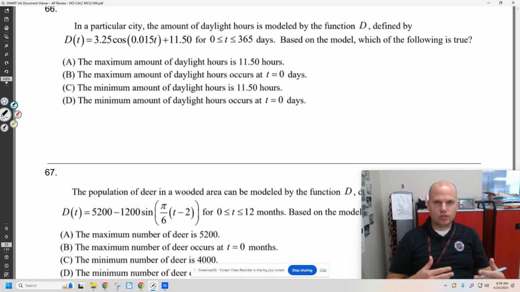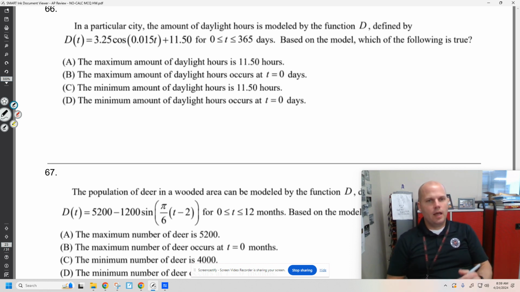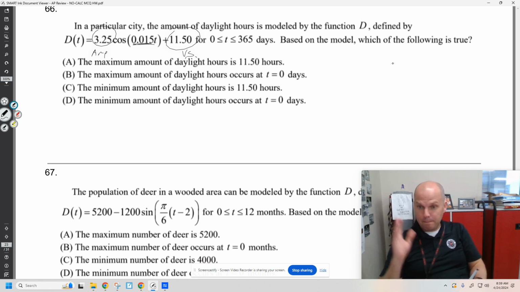All right, cool. So you don't have a calculator to do this. You're told this is the amount of daylight total at a certain day. And what you need to do is understand what's going on. This value is affecting the period. This value is affecting the amplitude, and this value is affecting my vertical shift. My midline, that's what it's called, midline.